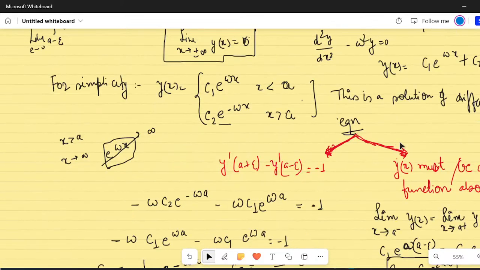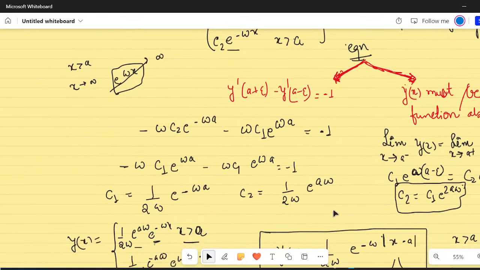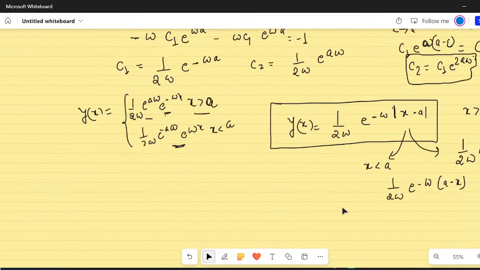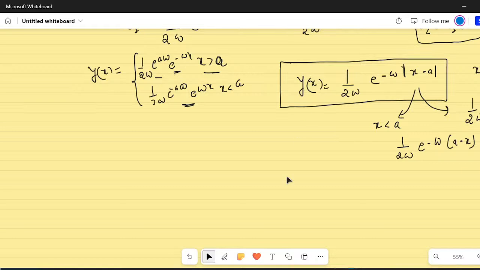So now the next part would be to find the Fourier transform. So let us find the Fourier transform of this function.